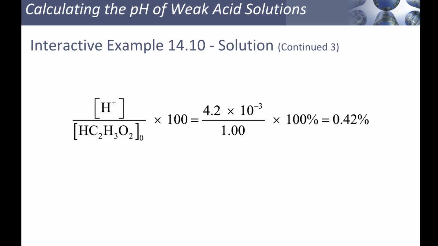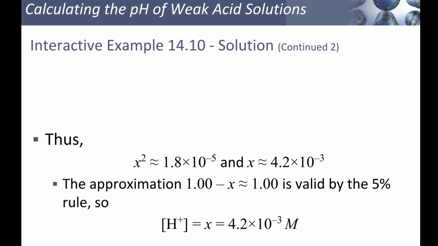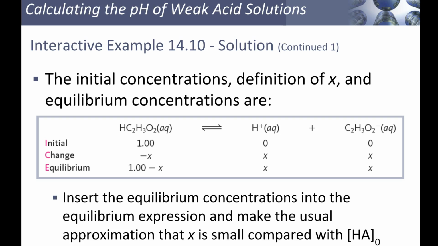Can you go back one more slide? I'm kind of confused about the 4.2. How did you get that from the ICE table? So plug into Ka. Ka is x squared over 1 minus x. Ignore the minus x. Ka is x squared. Ka is given to you as 1.8 times 10 to the negative 5. And then you square root it? Square root. Okay. Got it.